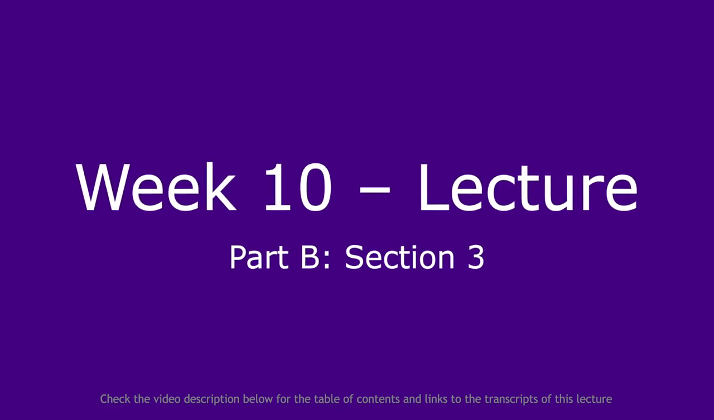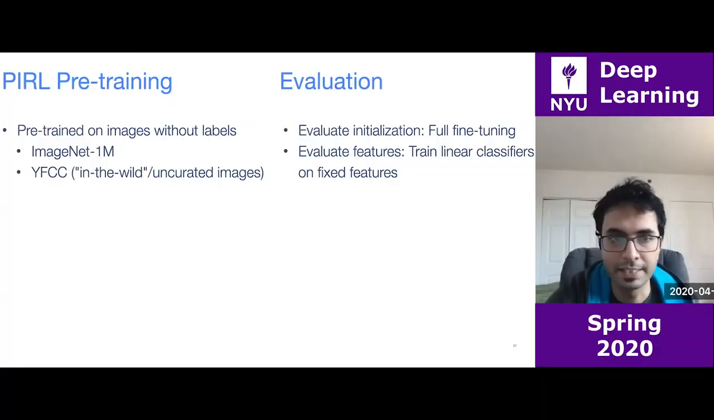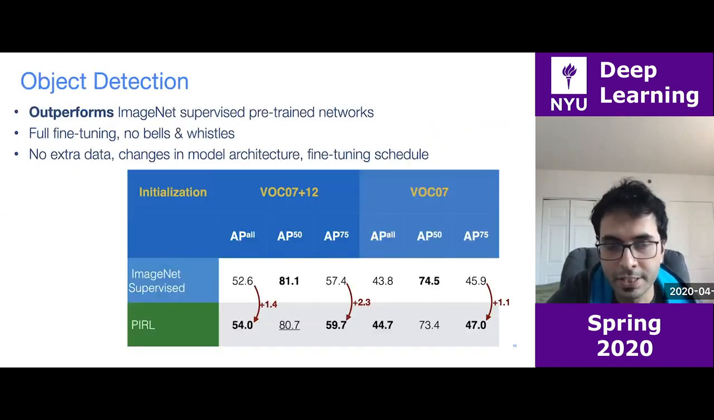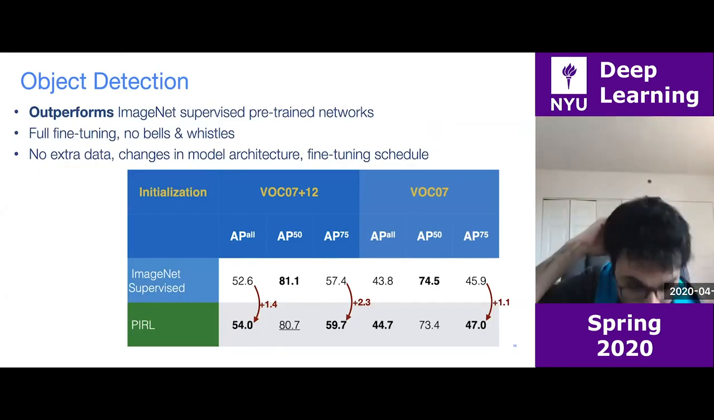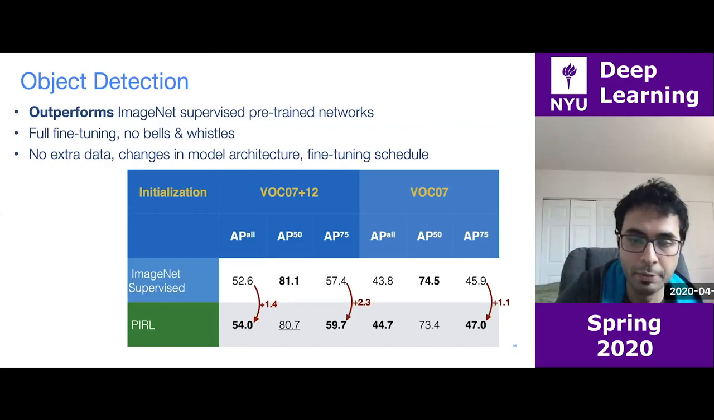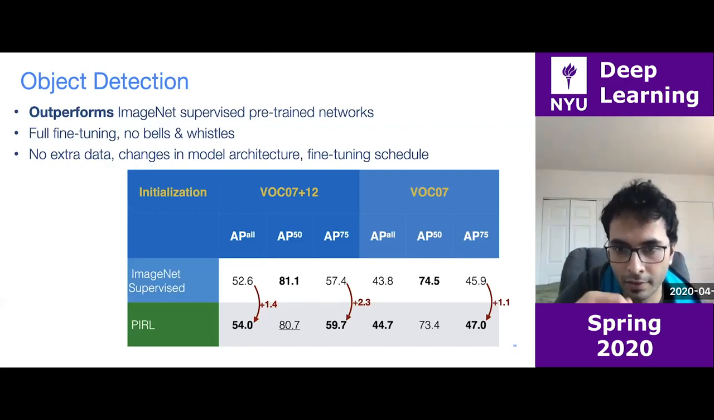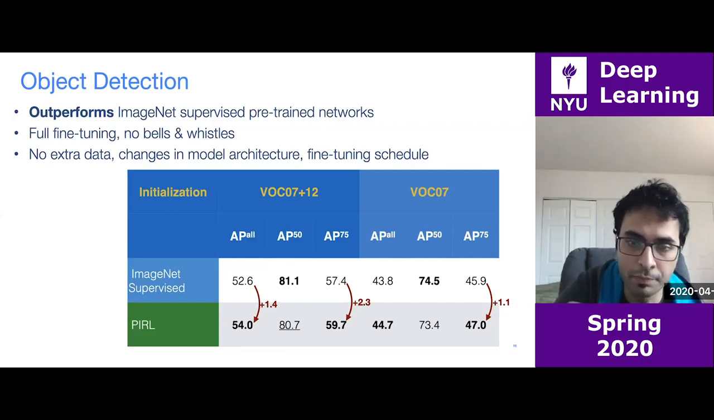Cool, almost there. So we evaluate PIRL on a bunch of different tasks. The first thing was object detection, again a standard task in vision. In this case, PIRL was able to outperform ImageNet supervised training on detection for both the VOC 07 and 07+12 datasets. And it outperforms on the stricter evaluation criterion, which is AP all, introduced by COCO, which was already a positive sign.